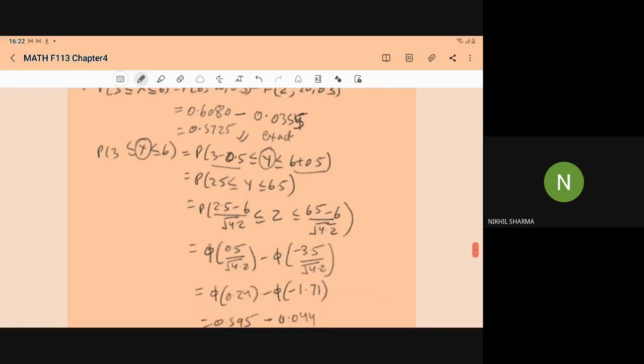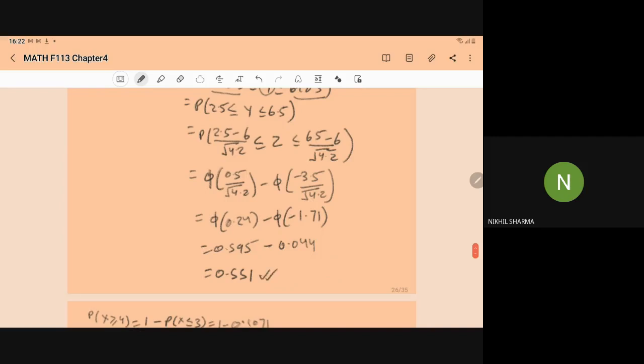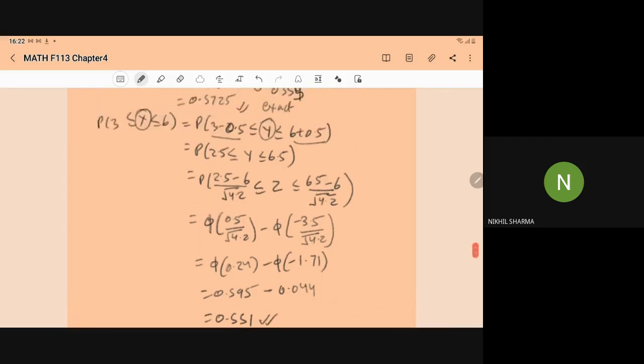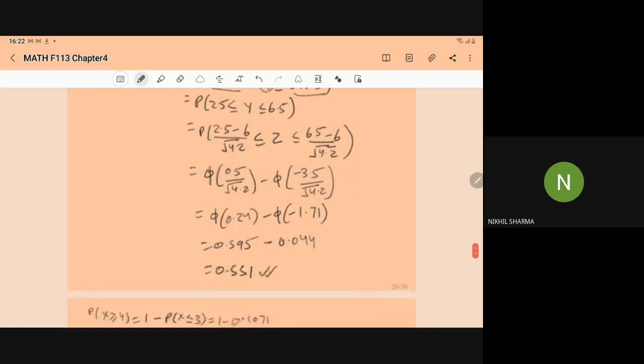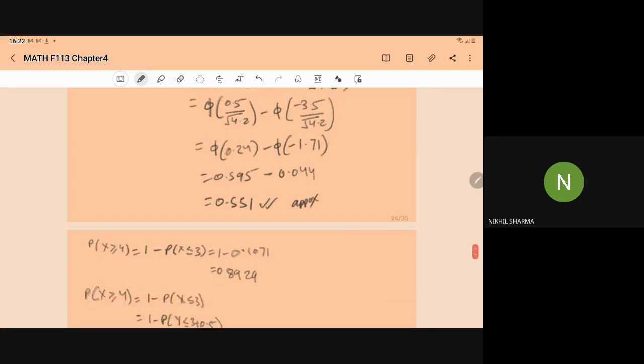Now you convert the non-standard normal distribution into the standard normal distribution by subtracting the mu and dividing by the sigma. So the probability of (2.5 minus 6) upon root of 4.2 less than or equal to Z less than or equal to (6.5 minus 6) upon root of 4.2. So that is phi of 0.24 minus phi of minus 1.71. So its value is 0.551. So here you can see more or less this value. This is the exact value, and this is the approximate value.